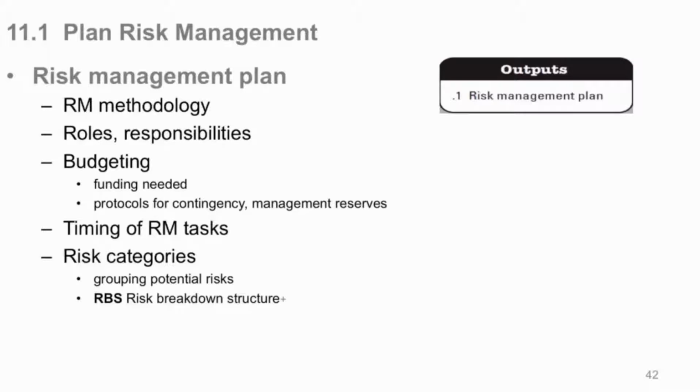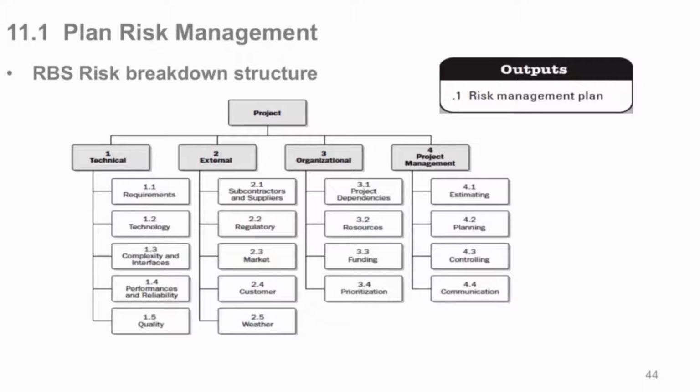So there's a risk management methodology. Again, people have roles and responsibilities in the risk environment here. Budgeting, of course, like we said, your management and contingency reserves are in there. Timing of risk management tasks, meaning how often do you go through your risk register and follow up on those kinds of things. And then you have your risk categories. I mentioned that your organization may have these predefined for you, but you need to group them with some logical, intelligent grouping. And you then can create a risk breakdown structure, which would be part of our outputs, part of the risk management plan. We're going to talk a little bit more about the outputs here, though, when we come back.